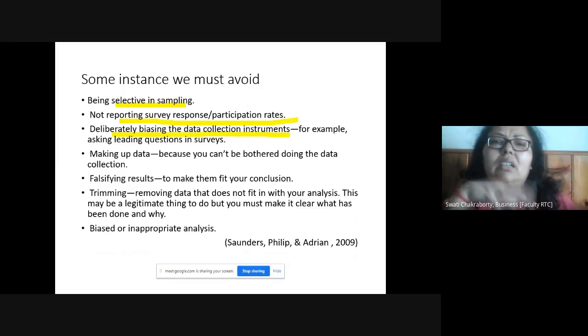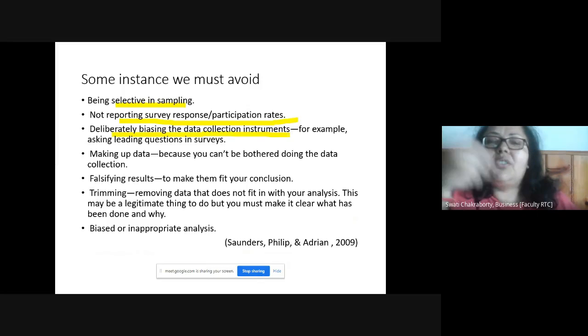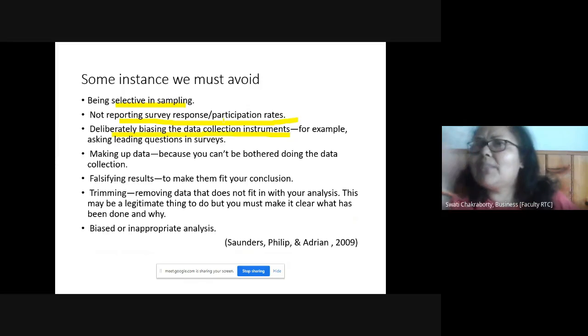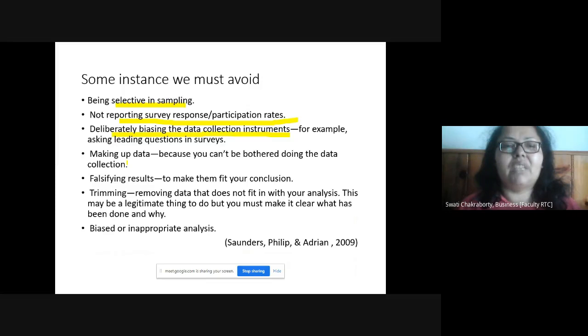You manipulate the data, you ask questions which you feel are important. Or here, when we're talking of how many people have responded, if people have not responded, don't say people have responded. It becomes difficult, you're actually pinpointing and telling wrong things. So say the fact. Making up data because you don't want to do data collection, you just come up with data, falsifying results so that you get the conclusion you wanted.